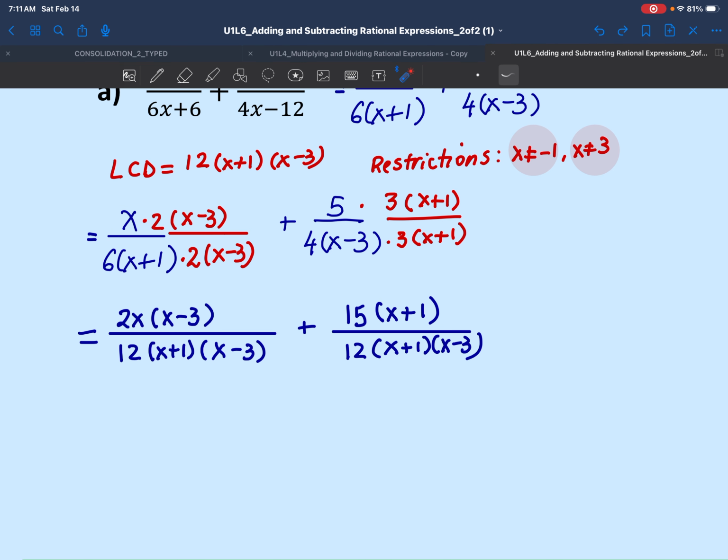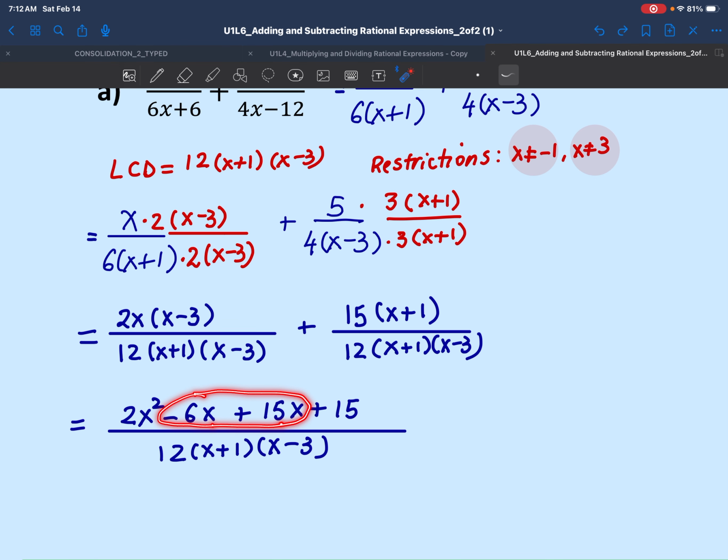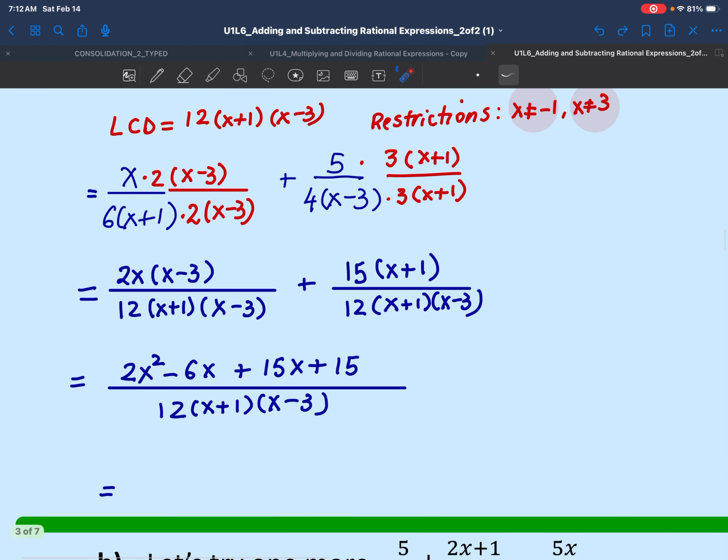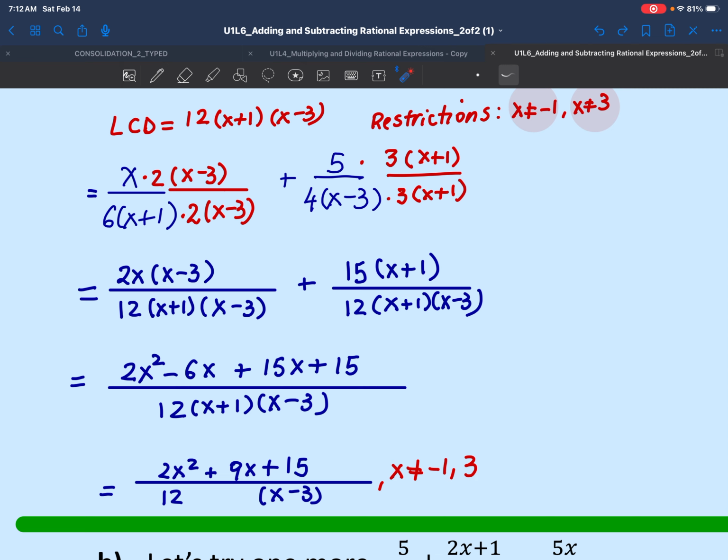Now, one last step, we'll simplify the numerator if possible, and what we can do here is add these two like terms, and that will give us 2x squared, negative 6 and 15 add to 9, plus 15. In the denominator we're going to write the same lowest common denominator, 12 times x minus 3, and then x plus 1. And we're going to state the restrictions that x has to be different than negative 1 and different than 3. And obviously, we're going to have the x plus 1 in here.